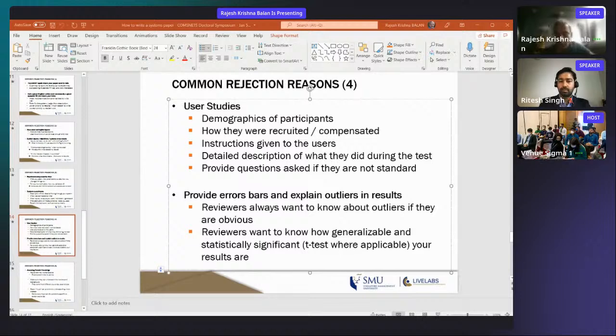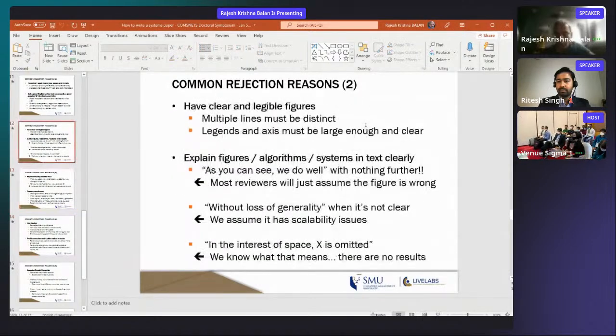Swarin, you okay with all this? This makes sense? Anything you want to add? Especially, I know, about illegible figures, right? This is so common in networking papers, sadly.